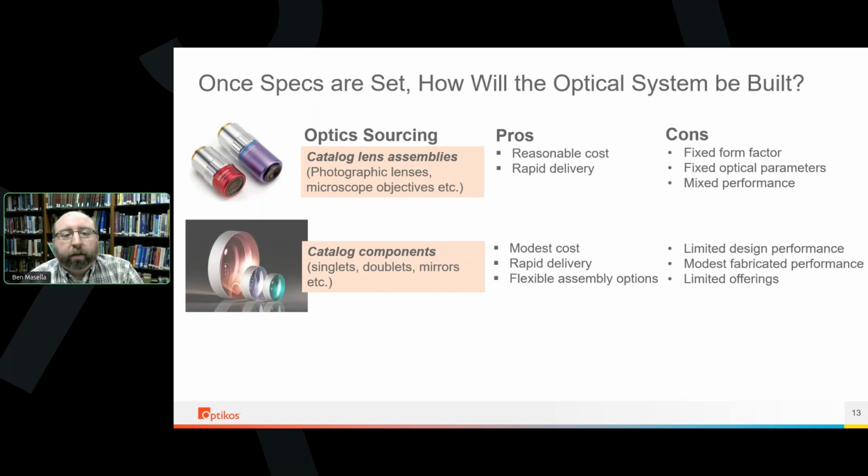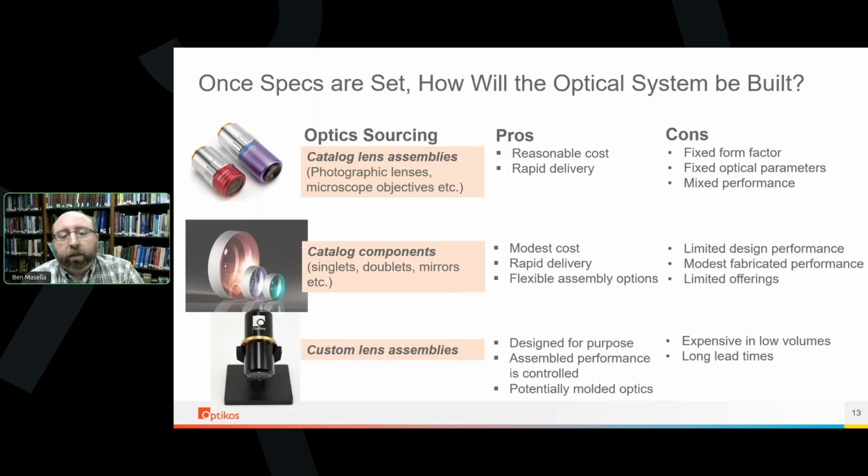And that's where we get to the third option, which is a custom lens assembly. These would be designed specific to an application, and so would meet all requirements necessary and fit into a particular package if possible. And they can be designed to meet a particular performance after assembly. So not just the individual components meeting a particular spec, but the full assembly meeting a spec. And then also having control over the full design lets you use certain techniques that can scale better with larger productions, like molded optics, for example.